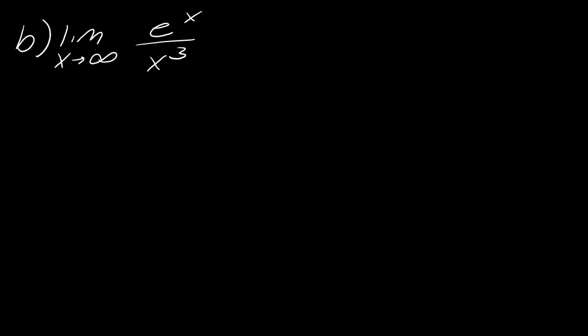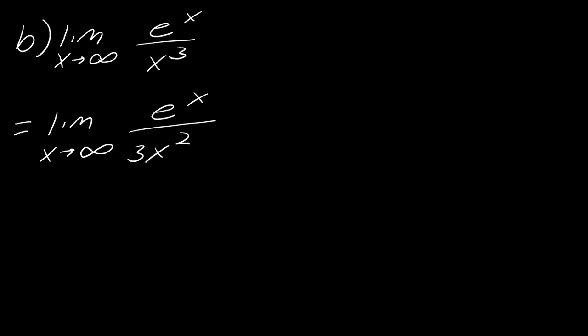Okay, let's take a look at another example. Notice in this case, x is going to infinity, and so I get that infinity over infinity type thing. That tells me to use L'Hopital's rule. I continue to write the limit notation. The derivative of the top is e to the x, and the derivative of the bottom is going to be 3x squared.